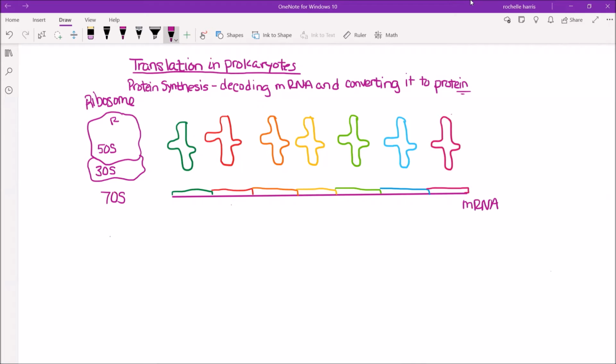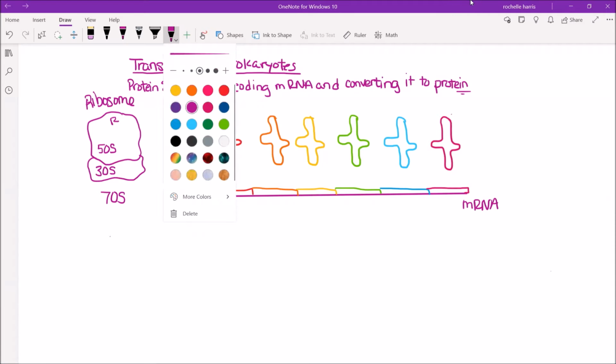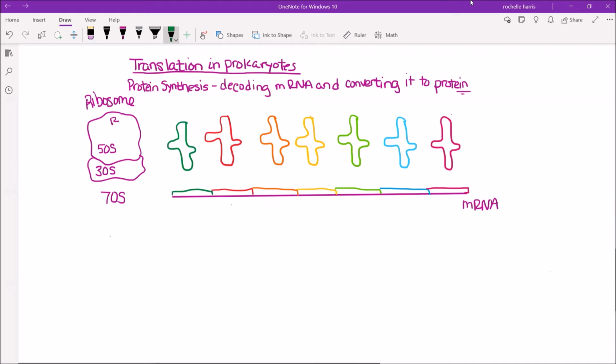Now, a codon is a set of three nucleotides that code for amino acids. These codons are called sense codons. I'll give you the first example here. In green, we have a codon right here, and it is AUG. That's the codon, and it is our start codon.